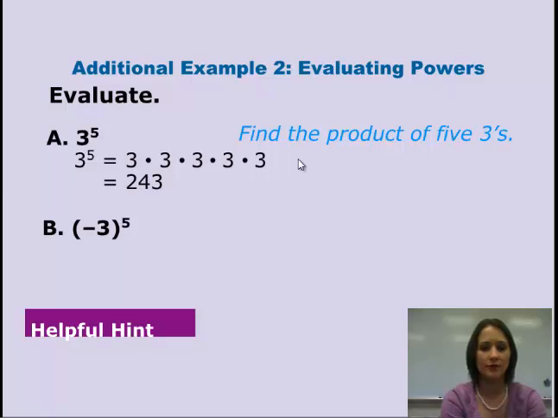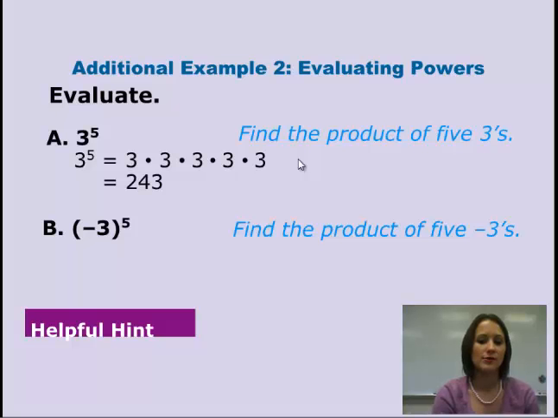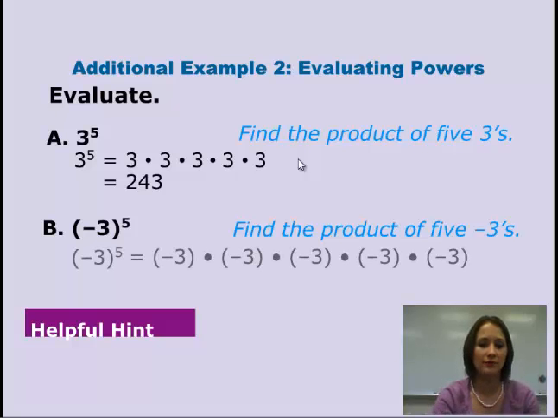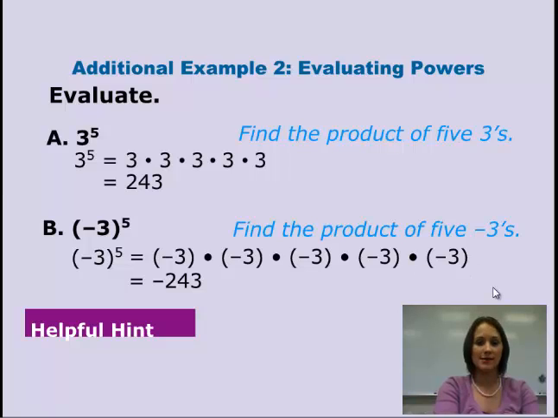Try B, -3 to the 5th power. Do not forget to break it apart. Go ahead and hit pause and try it now. So first you're going to find the product of 5 -3's. If you break it apart, you're going to need to go 2 at a time. -3 times -3 is +9. -3 times -3 here is +9. Bring down your other -3. 9 times 9 is 81. And 81 times -3 is -243.